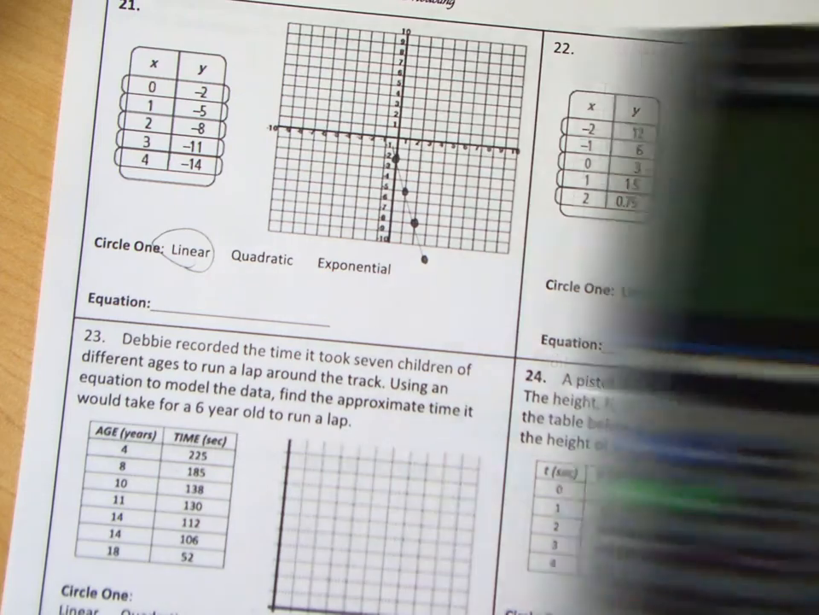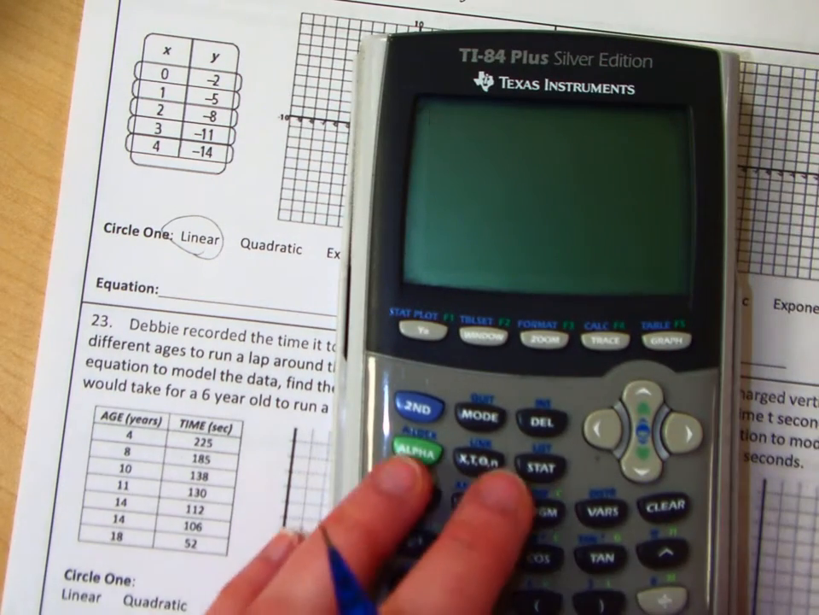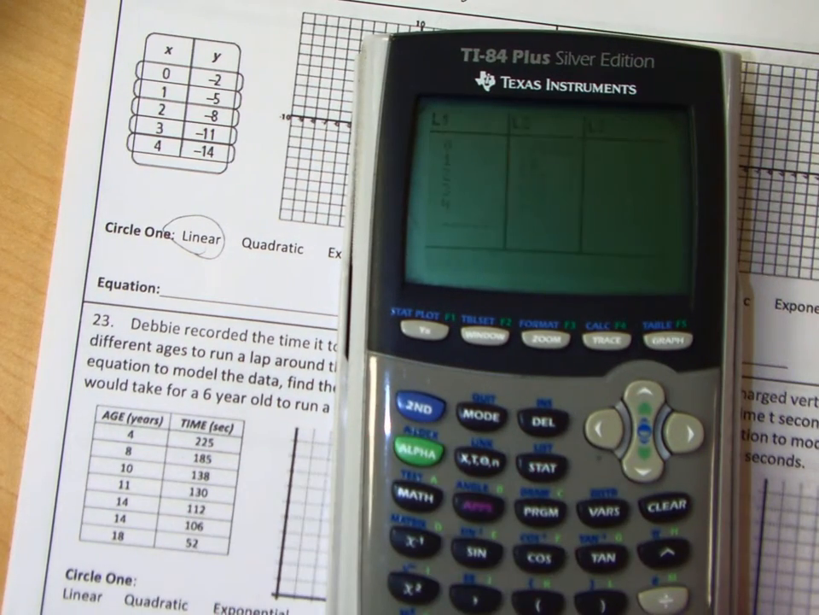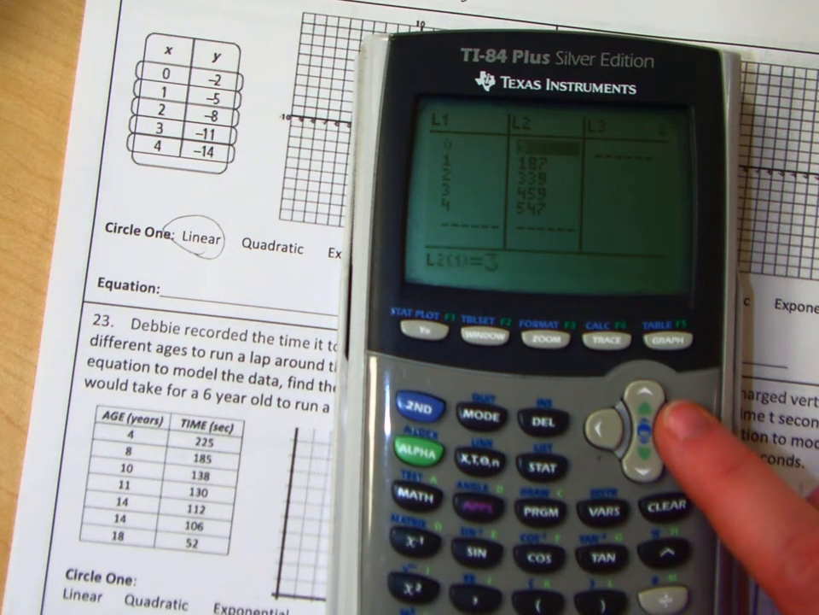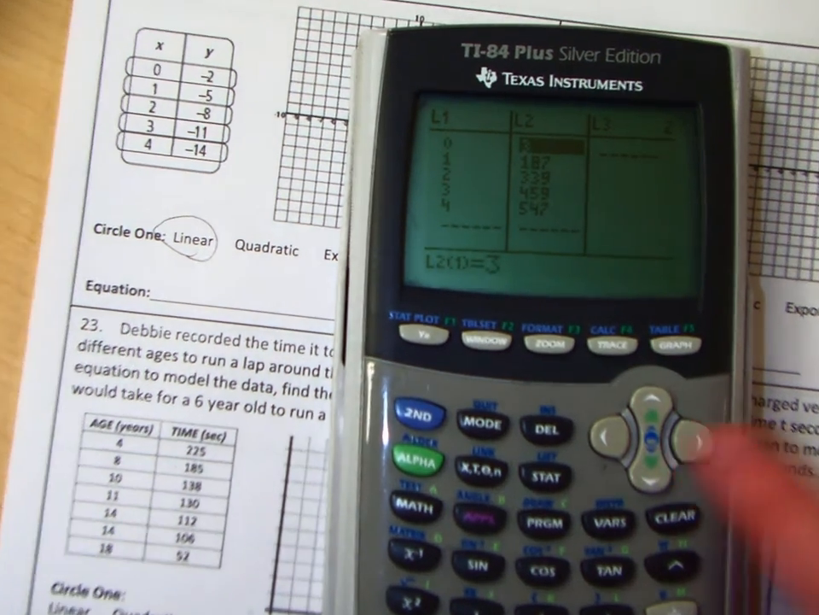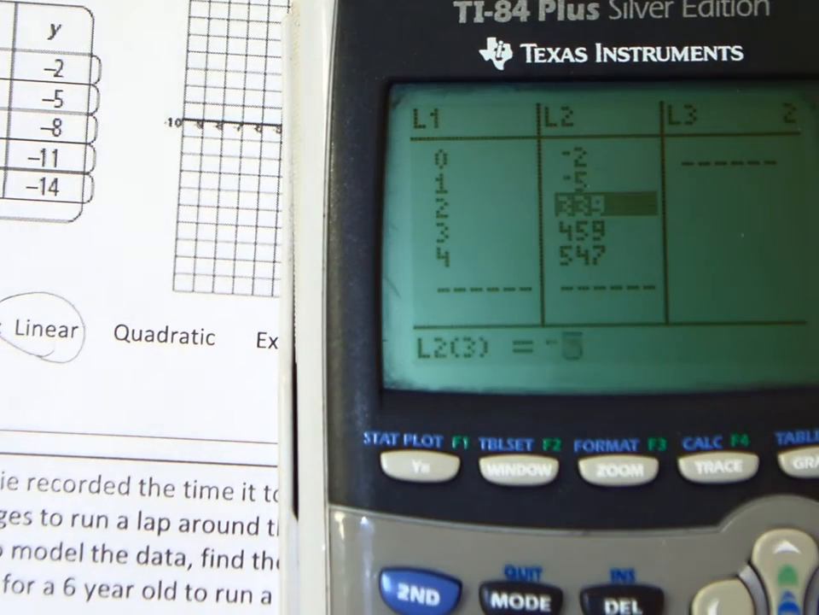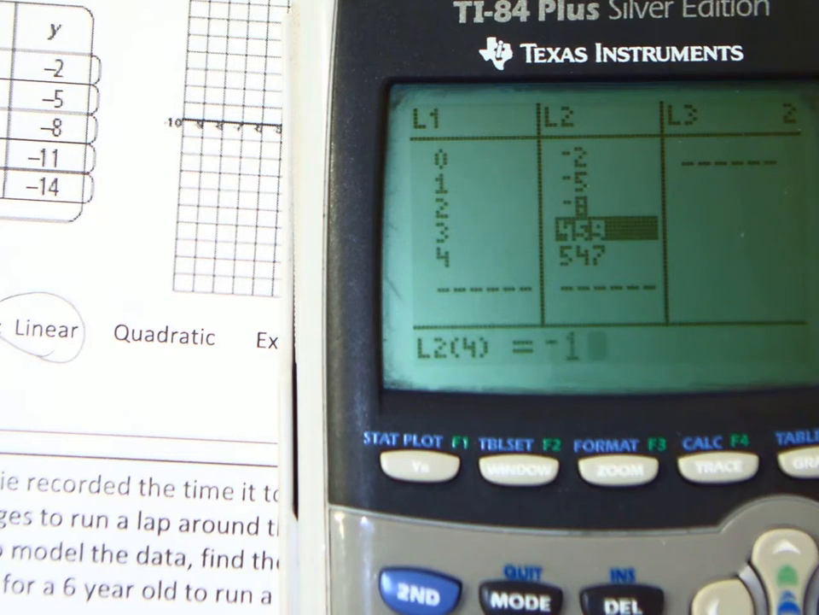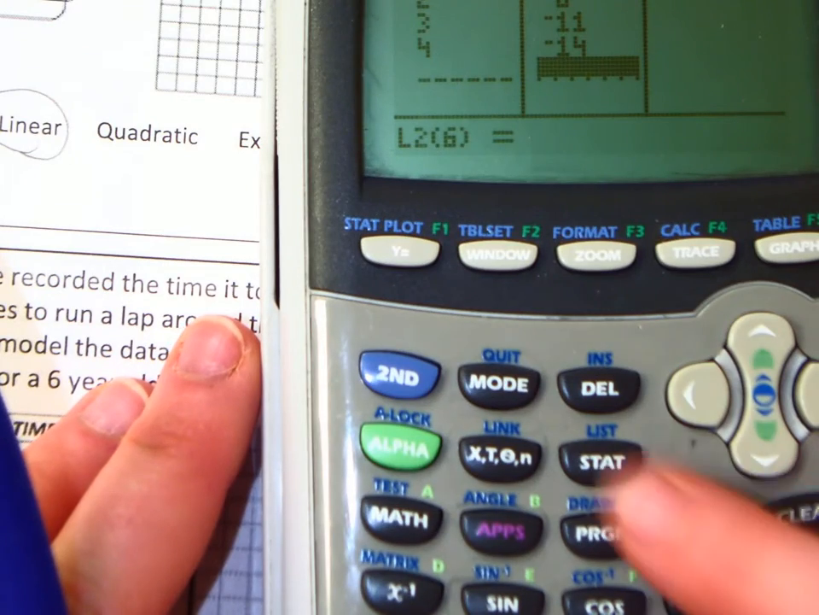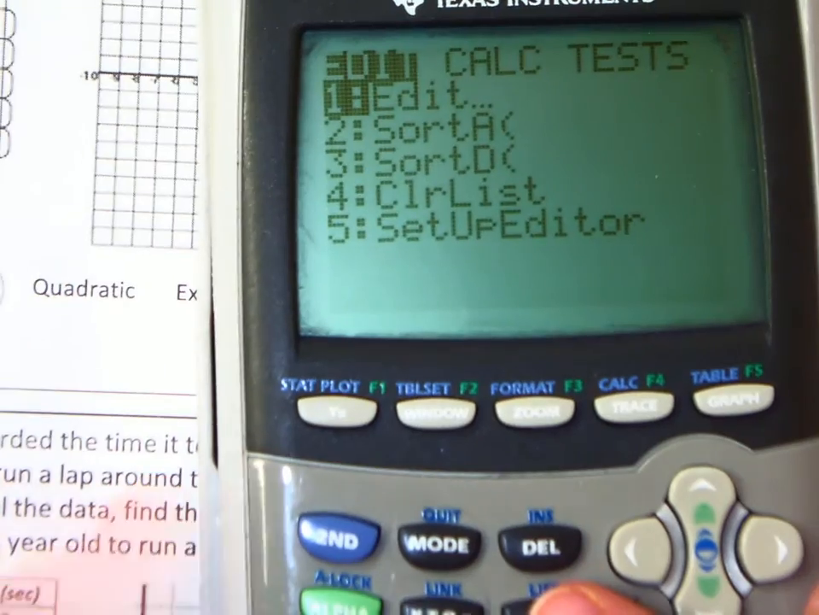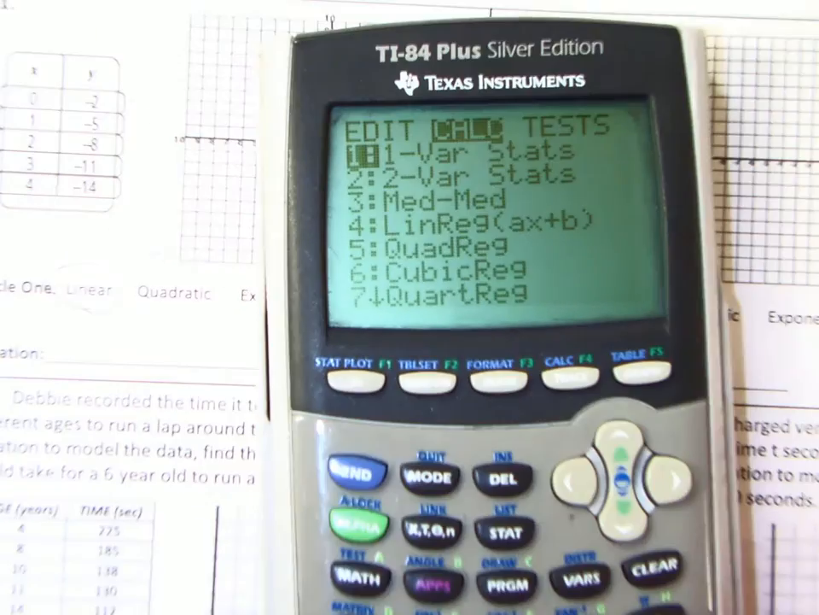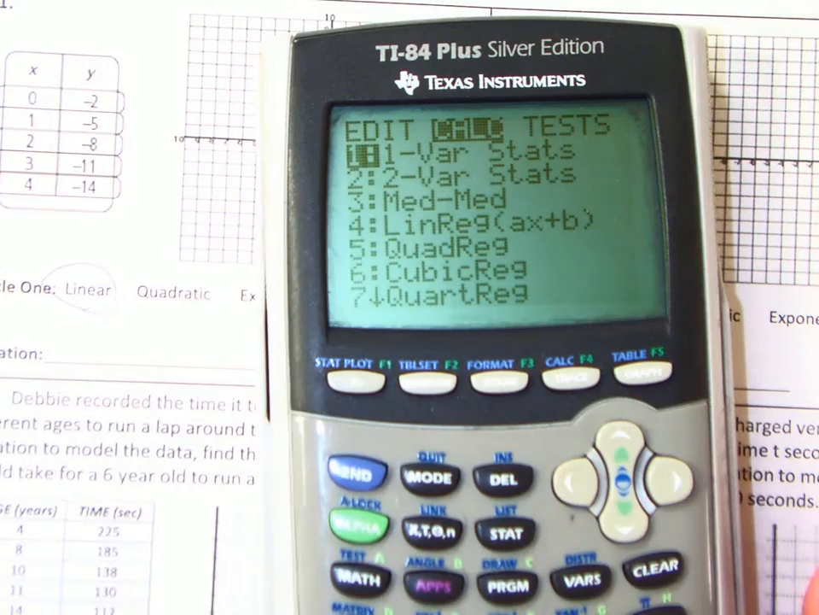Then to get the equation, the students have been taught to grab their calculator, hit stat, select edit, and put in the numbers given. So 0, 1, 2, 3, 4, and the y values. Let me zoom in for you so you can see what we're doing. So this is under stat and edit. They fill in their x and their y values, and then they hit stat, go over, let me zoom out, to calc, and this is linear, so they would pick number 4.